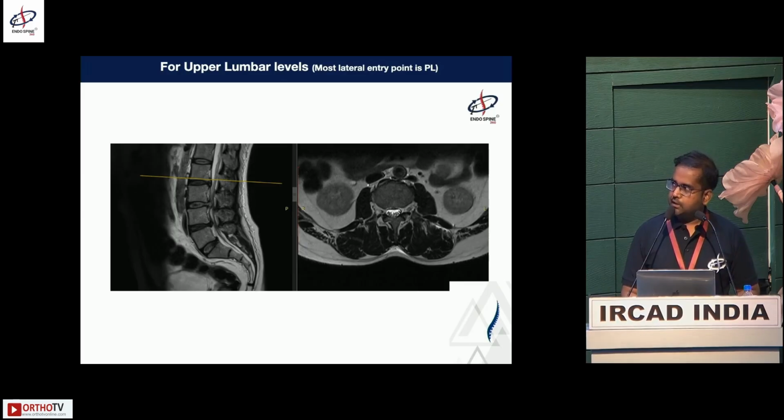Now if we see the upper lumbar levels, the most common entry point, or the most lateral entry we can use, is the posterolateral. That is, we can either use the 45-45 or the posterolateral, because we want to avoid entering into the peritoneum. So for the upper lumbar levels, just remember we can use either the 45-45 or the posterolateral.